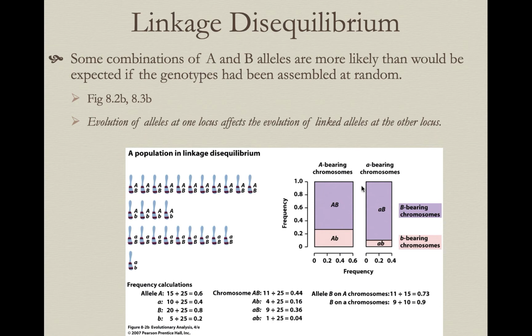When we see a pattern like this, where these lines are not lining up, this tells us that the evolution of alleles at one locus somehow is affecting the evolution of the alleles at the other locus. We see that they are somehow linked to each other. And this is why we call this linkage disequilibrium.